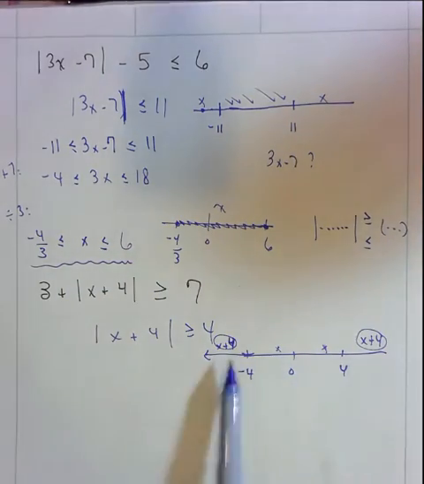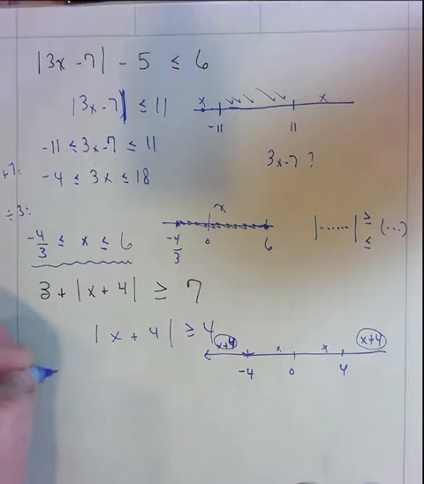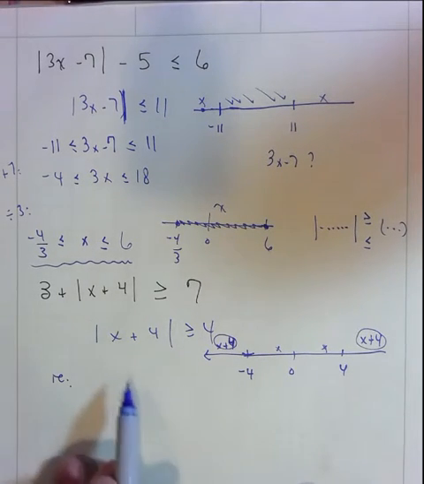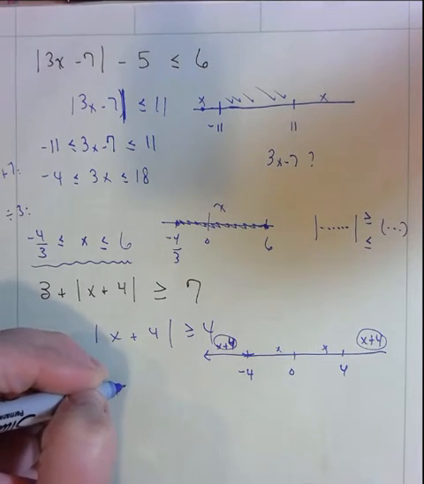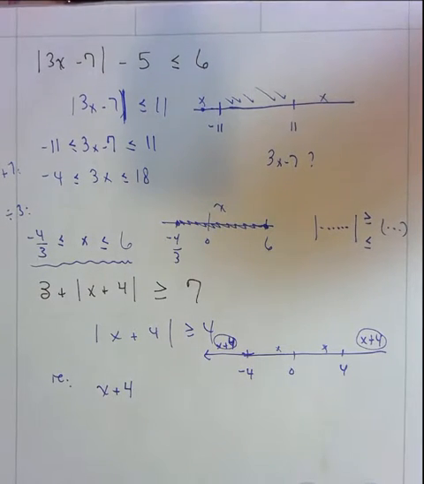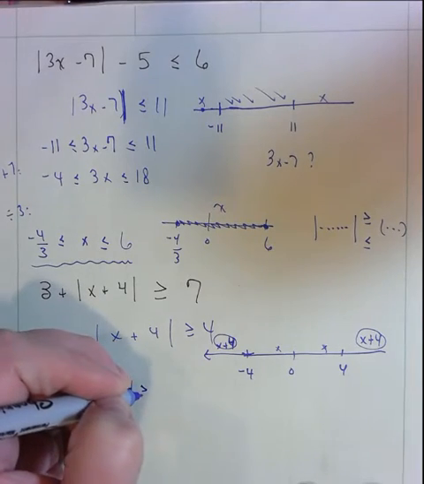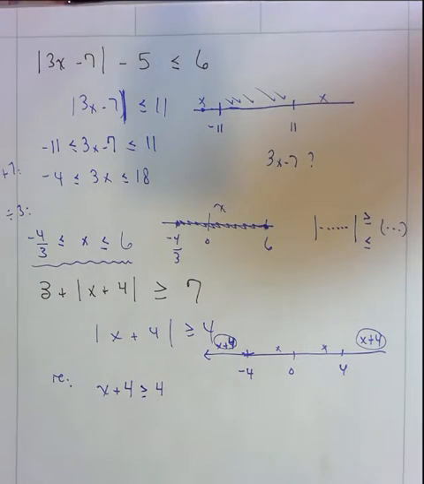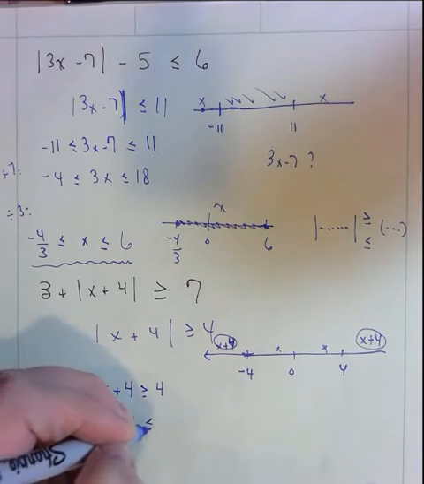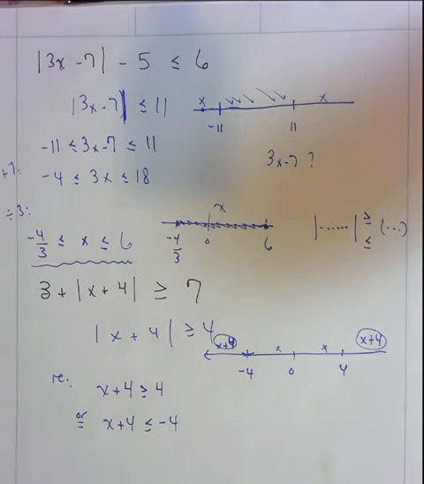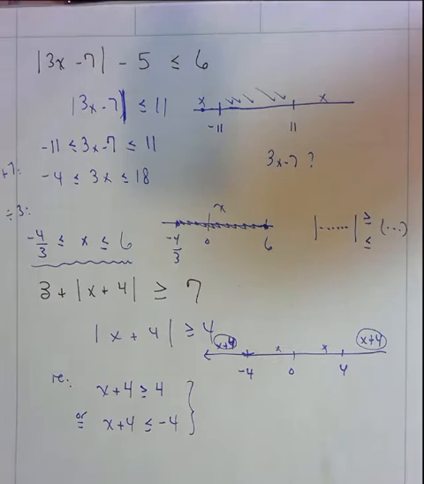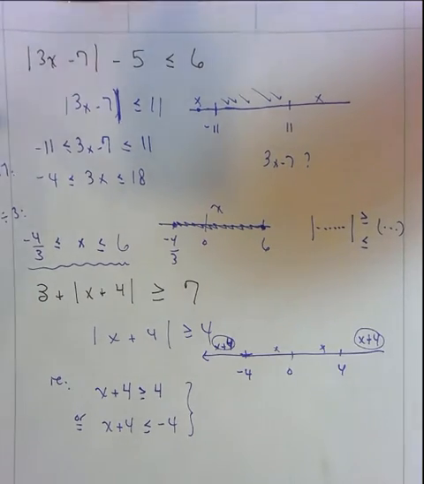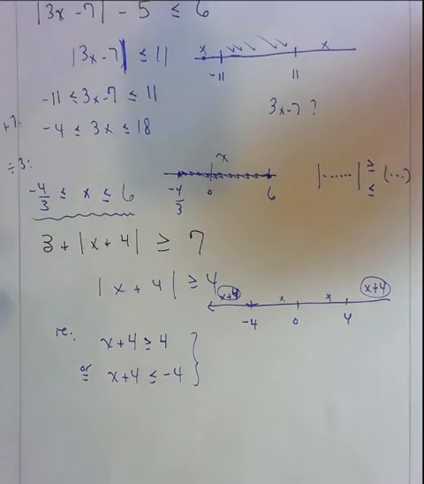So two different regions that are disconnected, and so what we need to do here is take this absolute expression and rewrite it as the two options. Well, if the absolute value of x plus 4 needs to be greater than or equal to 4, then x plus 4 itself could be greater than or equal to 4, or x plus 4 could be less than or equal to negative 4. And I'm going to put some brackets around that just to keep them grouped. Now each of those is pretty easy to solve.